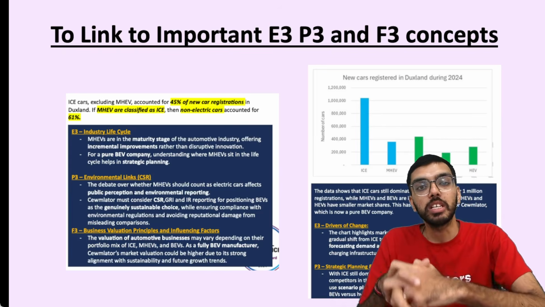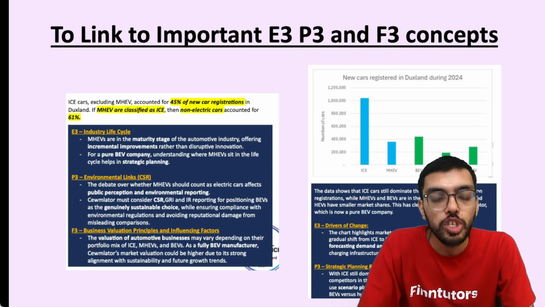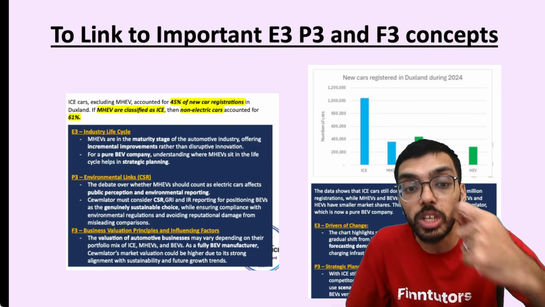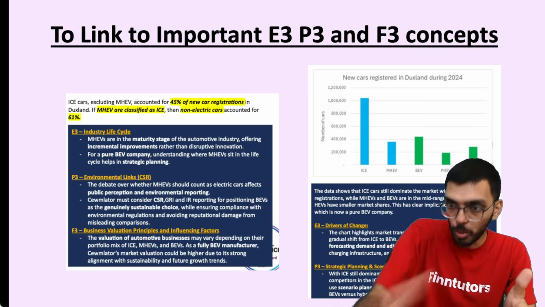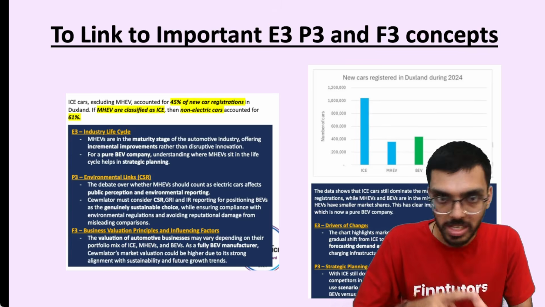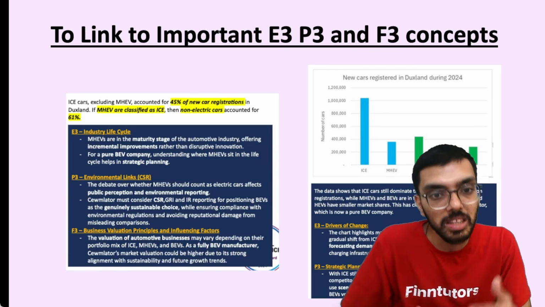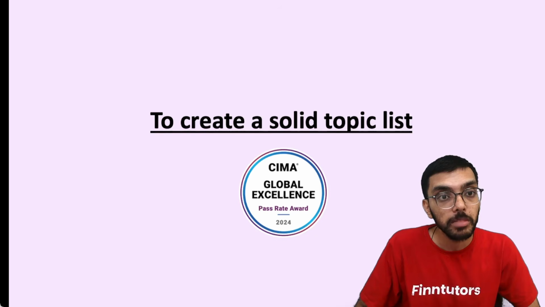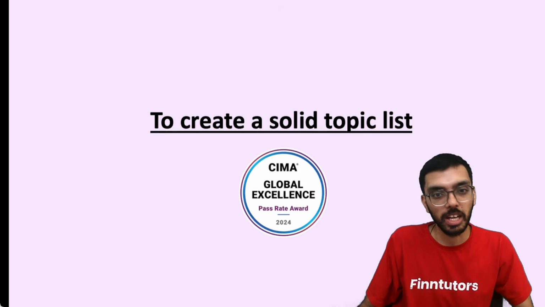While going through the pre-scene, I am repeatedly going to have these text boxes, just showing you a screenshot, relating to different E3, P3 and F3 topics, which you will see in this video as well. The first aspect is to understand the company. The second aspect is to link to important E3, P3 and F3 topics that can come up, situations that can come up. And the third is to create a solid topic list.